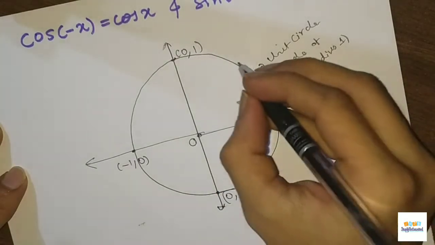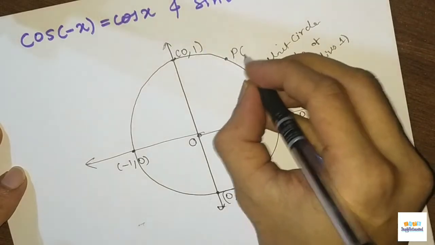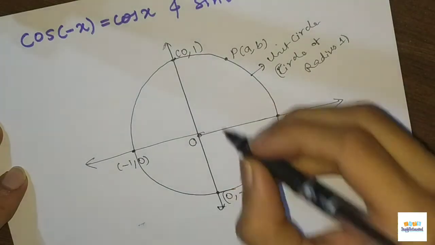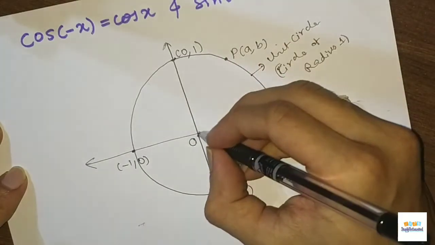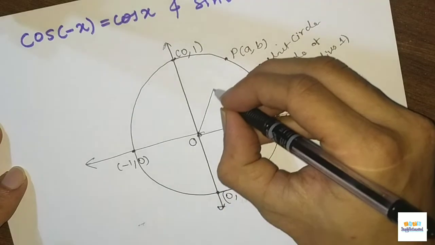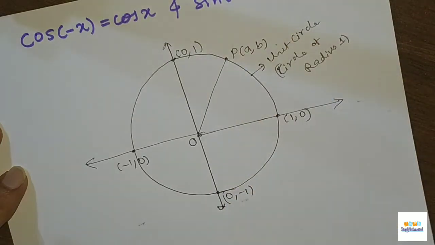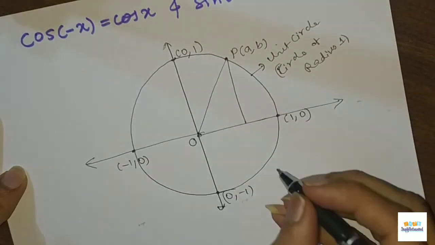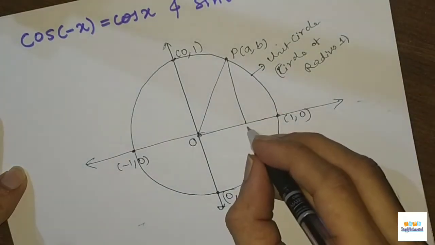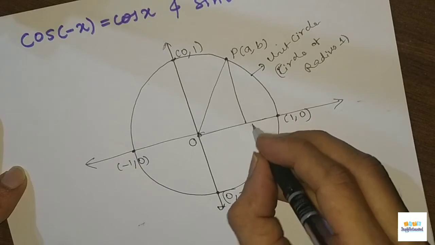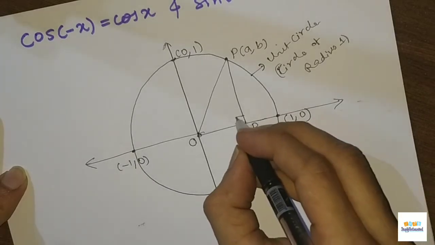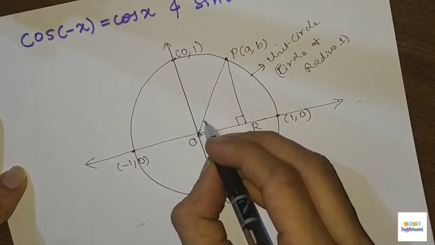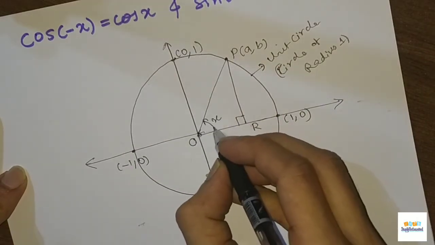Now what you do is you consider a point P, A comma B, on the unit circle. Now you join O to P first, that is the origin to the point P. And draw the perpendicular from P to the x-axis, and let us call this point R. So this is the perpendicular here, and then what you will get here is the angle. Let us call this angle as angle x.